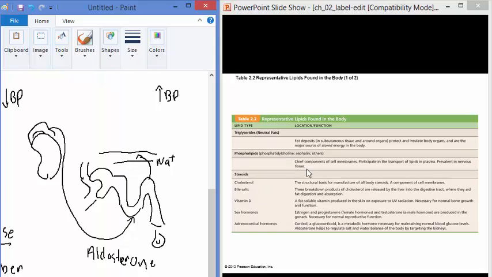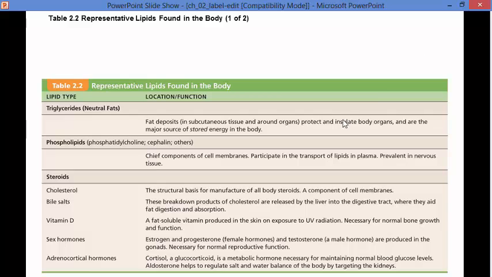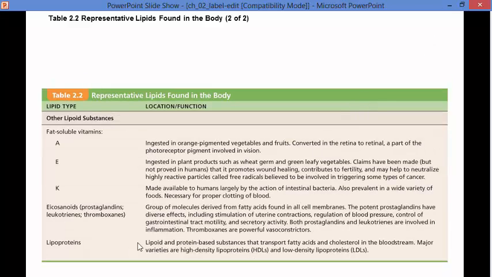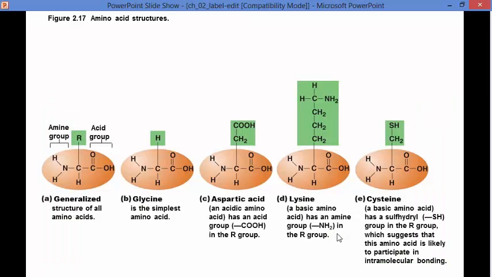So make sure you know those important functions of lipids within the body. And then those lipoproteins, those cholesterol. Which lipoprotein, the HDL or the LDL, takes fat from the blood vessel and delivers it back to the liver? HDL. Which one is the bad cholesterol, which takes fat from the liver to the blood vessel? LDL. Very good. So now we'll move on to proteins.